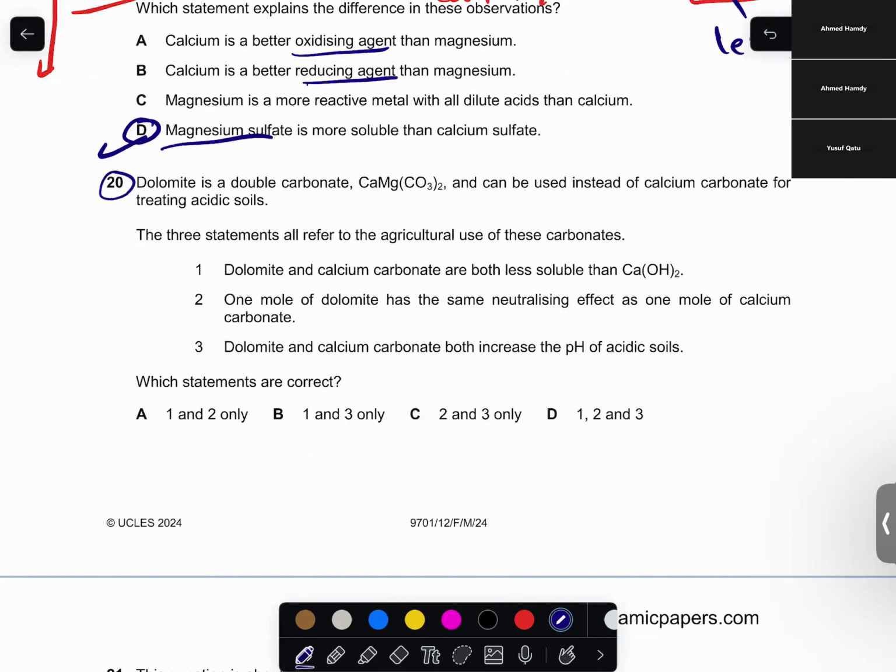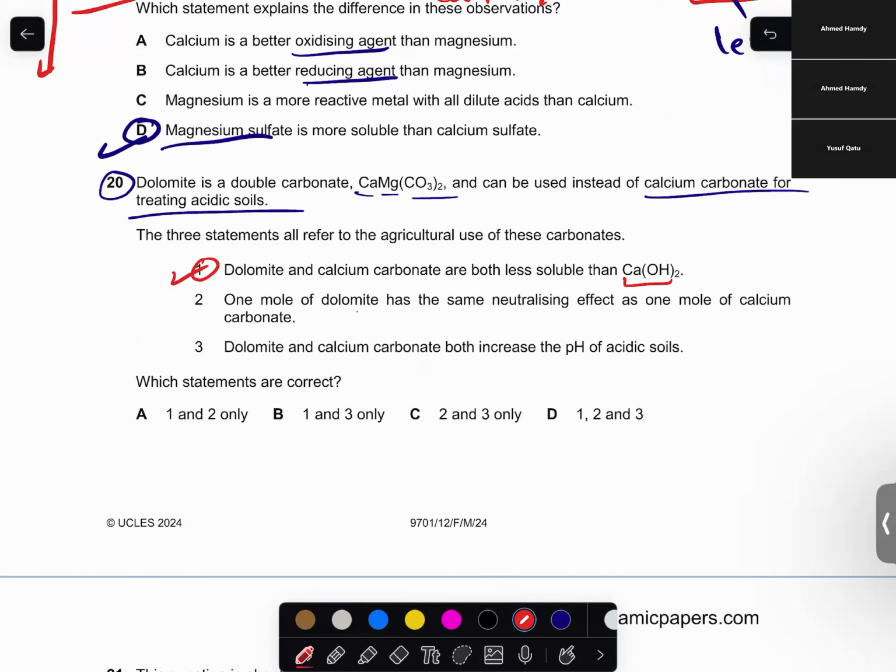Anyway, dolomite. Question number 20. Dolomite is a double carbonate, calcium magnesium carbonate, and it can be used instead of calcium carbonate for the treatment of acidic soil. The three statements all refer to the agricultural use of these carbonates. Dolomite and calcium carbonate are both less soluble than calcium hydroxide. Of course, carbonates are insoluble in water anyway, so both of them are insoluble. 1 mole of dolomite has the same neutralizing effect as 1 mole of calcium carbonate.